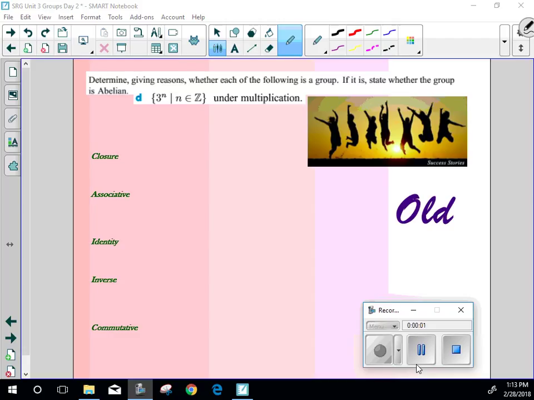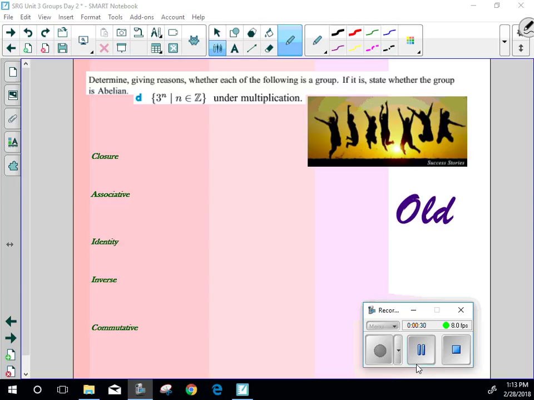For this one, this is 3D. We're looking at something that's a little different. We're looking at 3 to the n. That is my definition of the members of my group. But n is what we're using to create 3 to the n. So we're not looking at n specifically. We're looking at what happens to 3 to the n. And then we're multiplying values together. We're multiplying two things together.